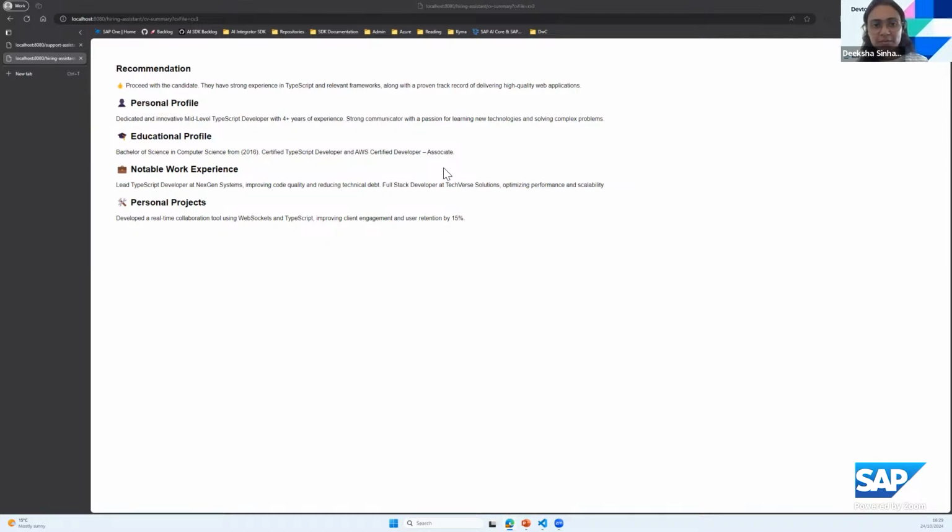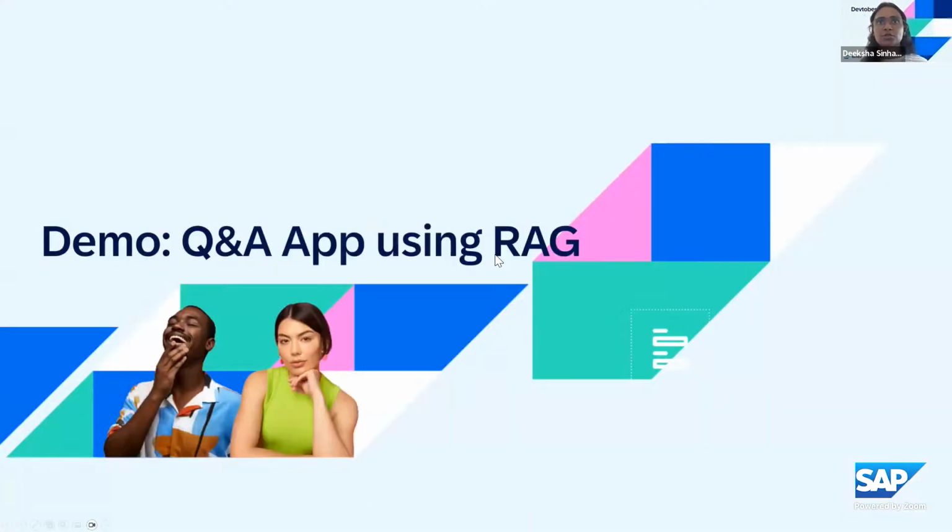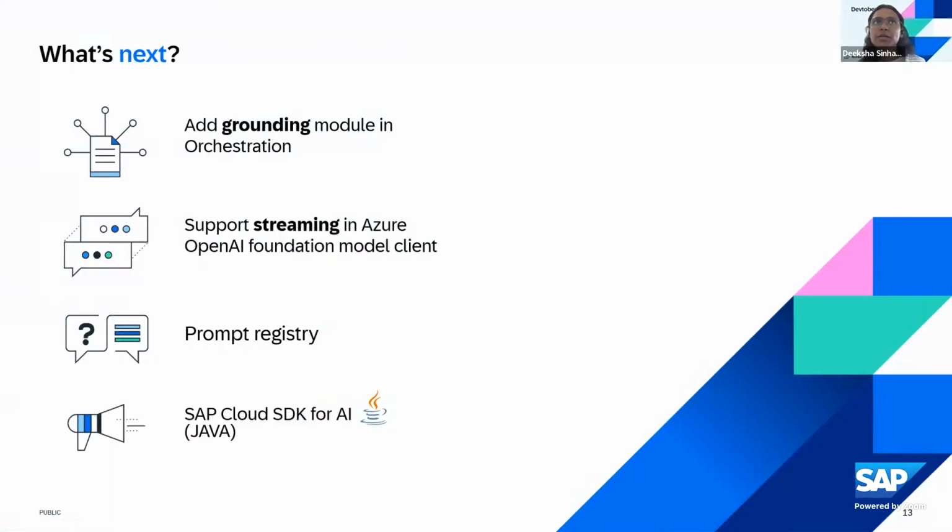LangChain and RAG capabilities. And coming back to what we have next planned for the SDK, what is something that we're currently working on and you can look forward to. So we want to add the grounding module and orchestration client, so that can also benefit from having some sort of contextual data that you can use for your LLM calls. We also plan to support streaming in Azure OpenAI Foundation client, so you can get the responses as and when it is generated instead of waiting for the complete response.